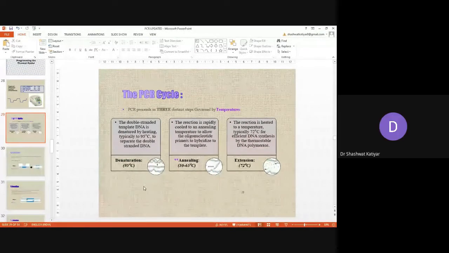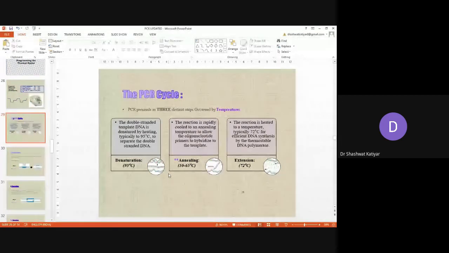I think DNA denaturation will start from 80 degrees Celsius. For 95 degrees Celsius, it can depend on the complexity of the genome. If it is a prokaryotic genome, that will be different. If it is a eukaryotic genome, that will be different.